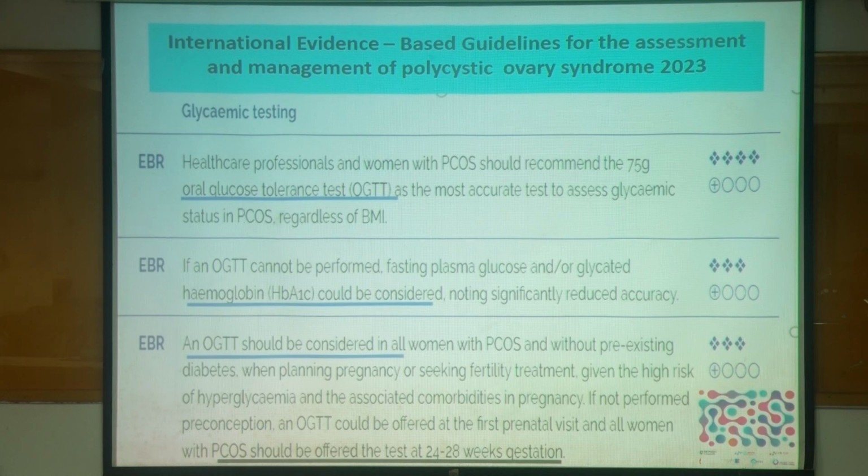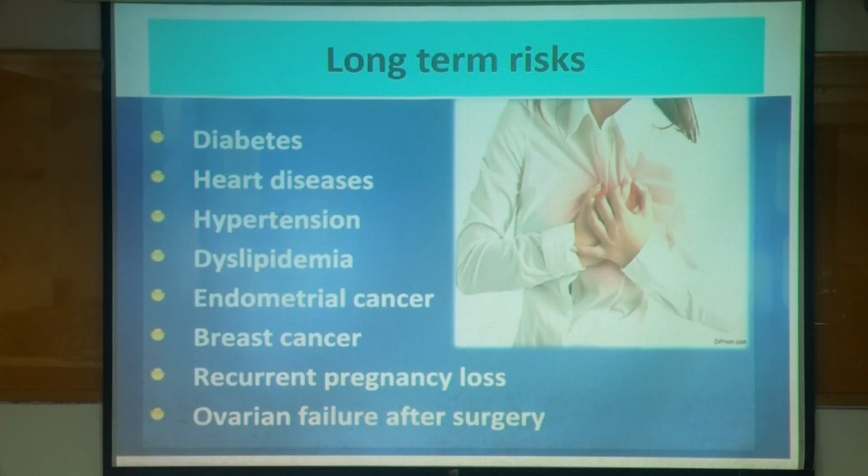And so, per the international evidence-based guidelines for assessing, first and foremost, if she has PCOS, you have to do a 75 gram OGTT first, whether she is diabetic or not, she is an insulin-resistant lady, so do that first. And if not possible, you do a fasting glucose and glycated hemoglobin. And if the OGTT is negative, you need to repeat it in the second and third trimester also.